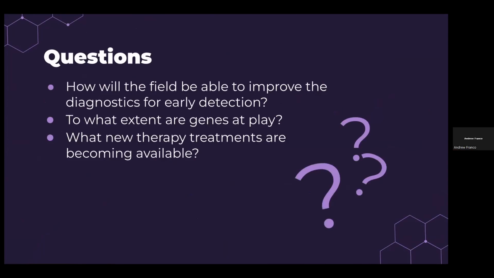All right, so for questions going forward and possible directions for upcoming research, we can look at the hyperphosphorylation of the tau protein as a good way to detect Parkinson's disease early. So research can look at how we can improve the diagnostics for early detection. We also saw in other research that the genes can play a role in PD. So to what extent are genes at play? And finally, what new therapy treatments are coming available?